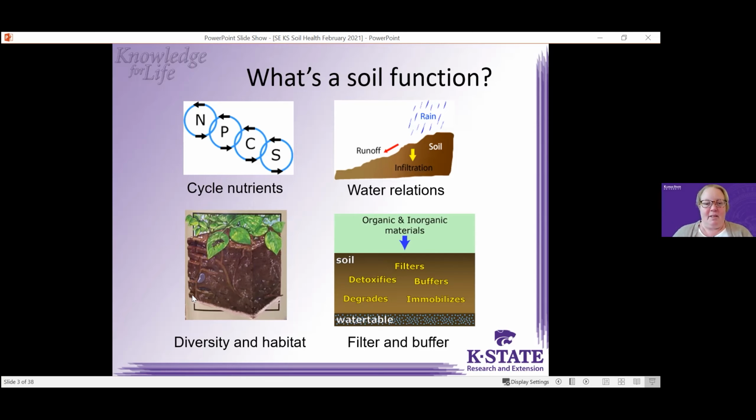Diversity and habitat is something that soil provides to the organisms there. It's a habitat, and the better the habitat is, the more hospitable it is, and you'll get greater diversity of the organisms. And then soils also filter and buffer.